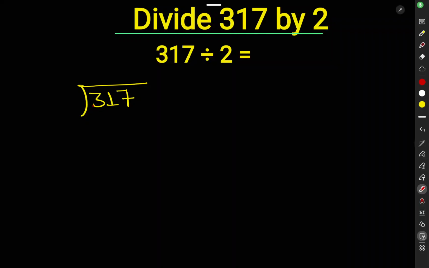Divide 317 by 2 in long division method.